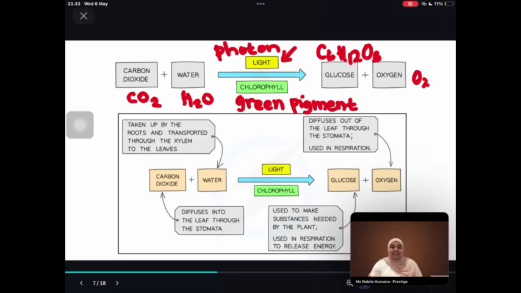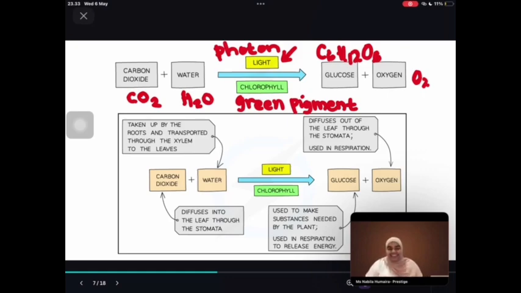And then the glucose is also used in respiration to release energy, and oxygen as the byproduct will diffuse out through the leaves through the stomata. So plants actually only need glucose. Plants need glucose to make other substances that plants need.